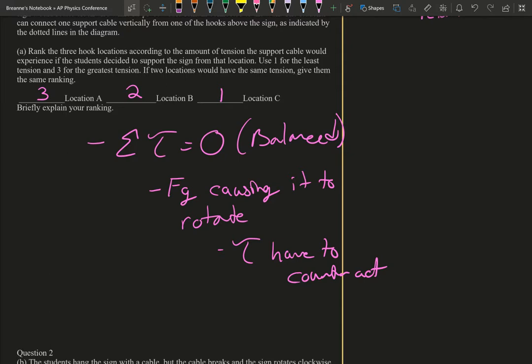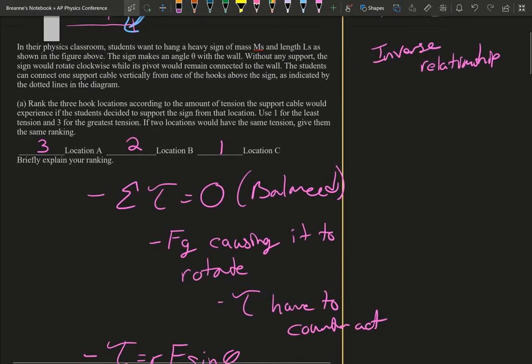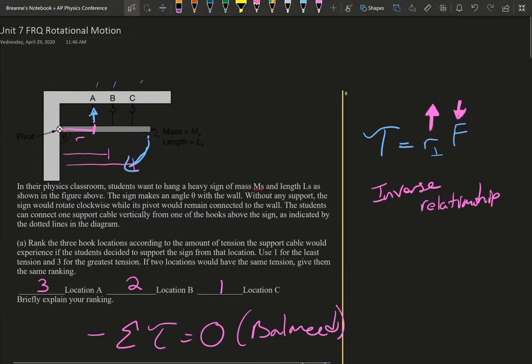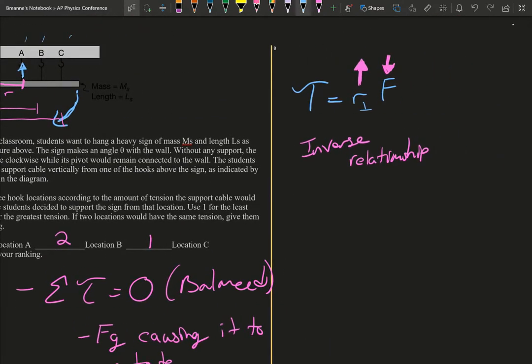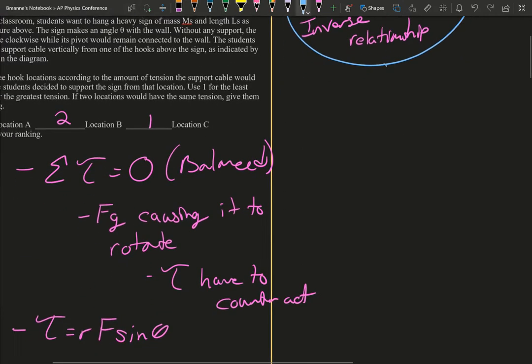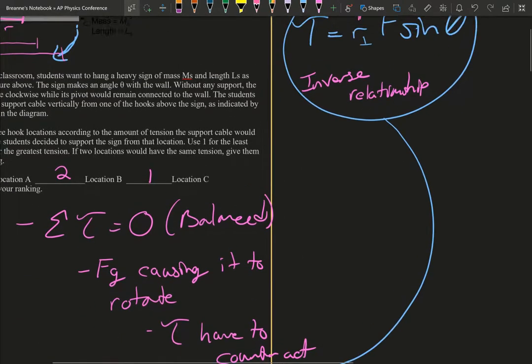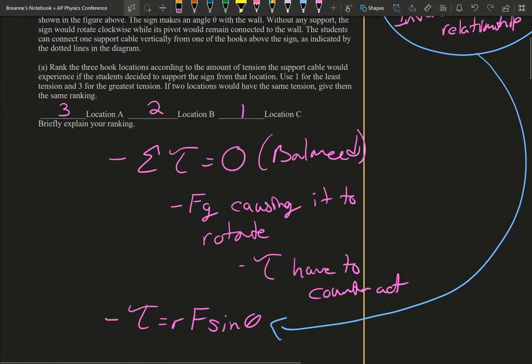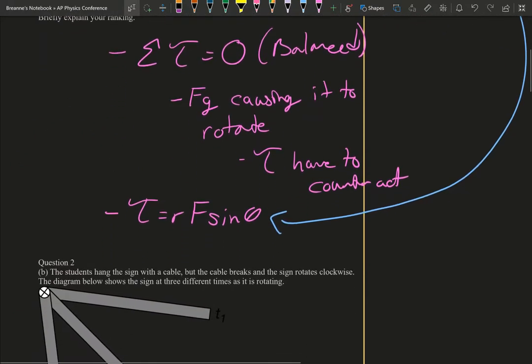And then also, you would want to use your torque equation. I know I didn't put the sine theta in there, but since they gave you a theta, I should have added sine theta into that mix. You're still just dealing with inverse relationships, so you would also need to talk about that to get full credit. And then of course putting your 1, 2, and 3. You actually did get a point if you got that. So there you go.